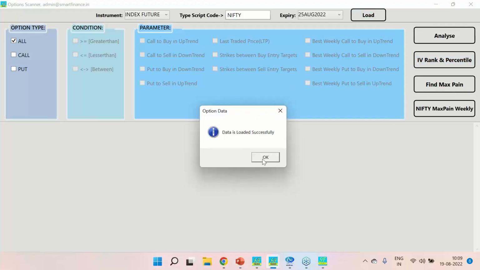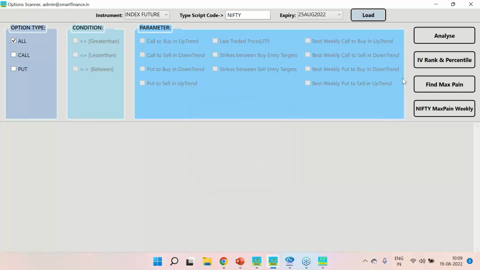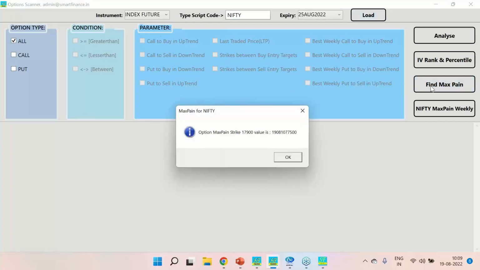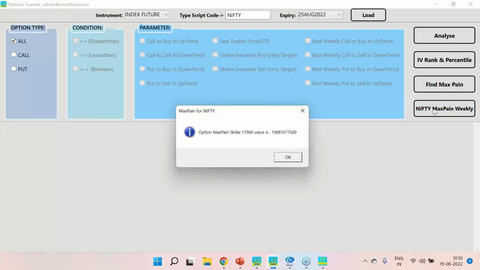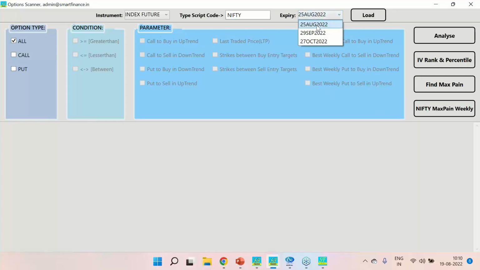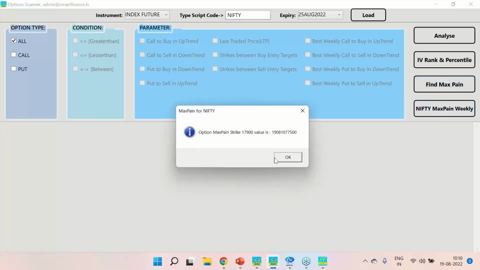Let me load the data. Data is loaded successfully, and we have to click find max pain. This is for the monthly expiry. Here the expiry will happen very near to this max pain value, 17,900. For the weekly expiry, it is also telling 17,900. This is a week which has both weekly and monthly expiry, on 25th August, and both are the same. So what we are getting now is max pain of 17,900.